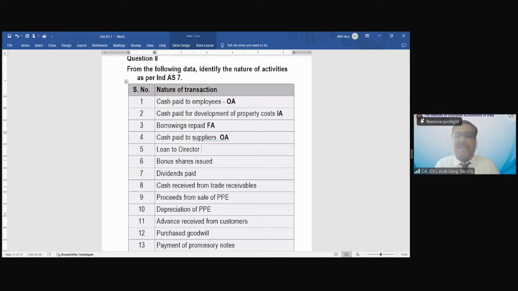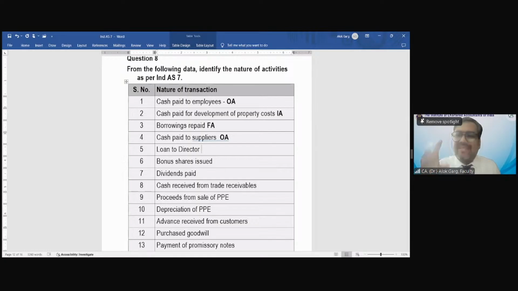Loan given to director. So the company has given a loan. It is an asset for the company. One of the students said financing activity. So whether the company has taken a loan? Answer is no. The company has given a loan. It is an asset, not a liability.